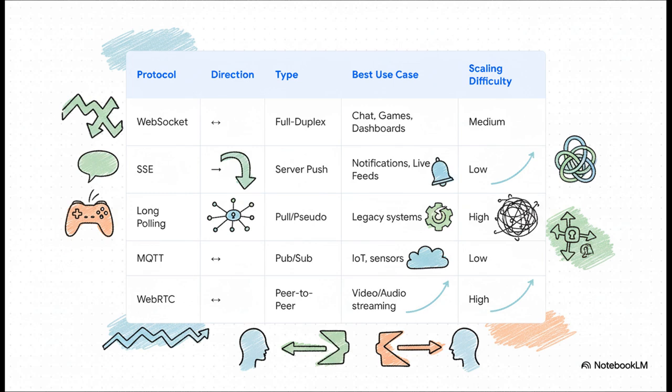Then you get the specialists. MQTT is also low difficulty to scale because that central broker is designed to handle this kind of traffic. But look at WebRTC, high. Now wait, why is it high if it's peer-to-peer? Well, because setting up and coordinating all those direct connections, that's a process called signaling, is actually a really complex problem to solve at scale.